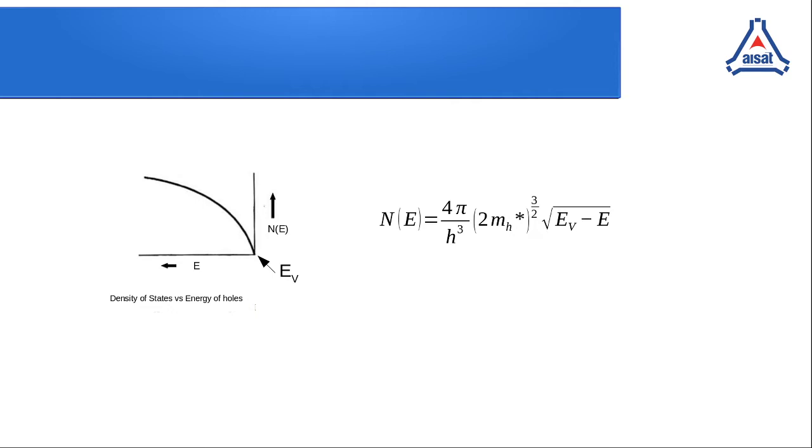From the graph plotted for the density of states versus energy of holes, we see that while the energy decreases, we have more available states for the holes in the valence band. All explanation for electrons is satisfied by holes in a contrary manner. So keep in mind, as we have density of states for electrons in the conduction band, there will be density of states for holes in the valence band.